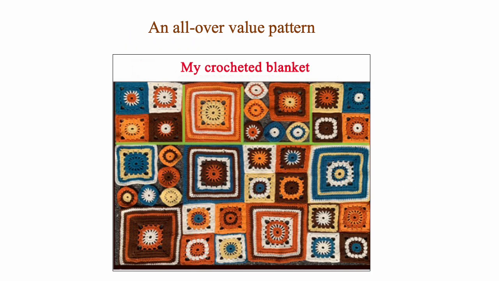My crocheted blanket has an all-over pattern. I restricted the colors to orange, blue, yellow, brown, and white, with all patterns having circular centers, but I varied the shapes and their placement.